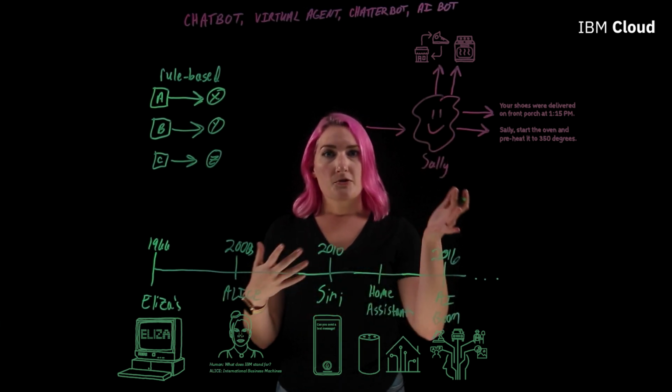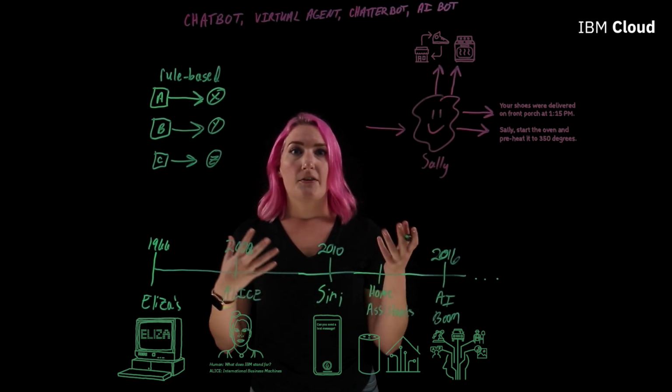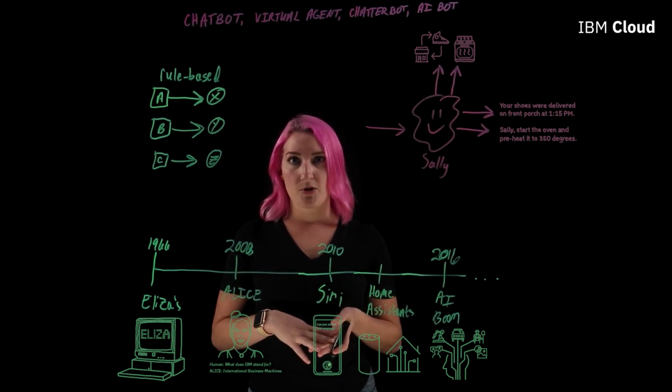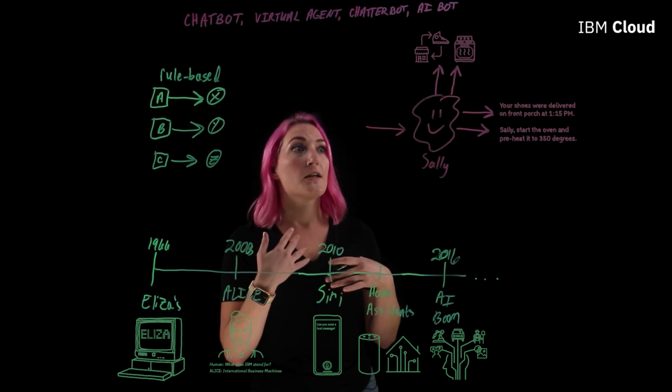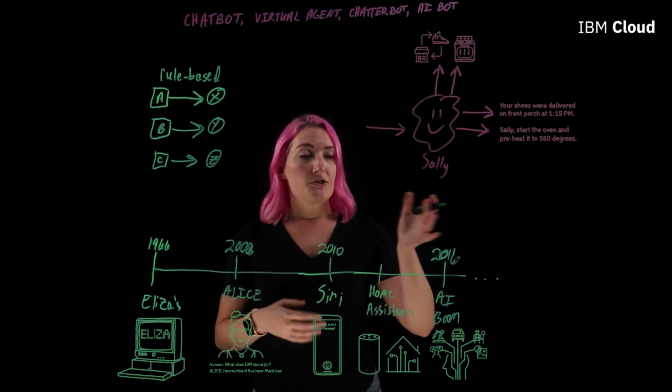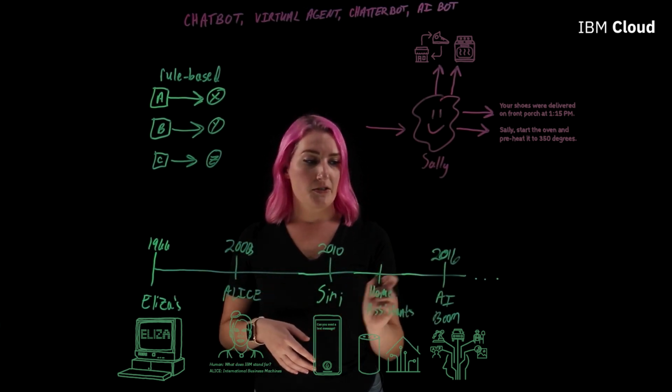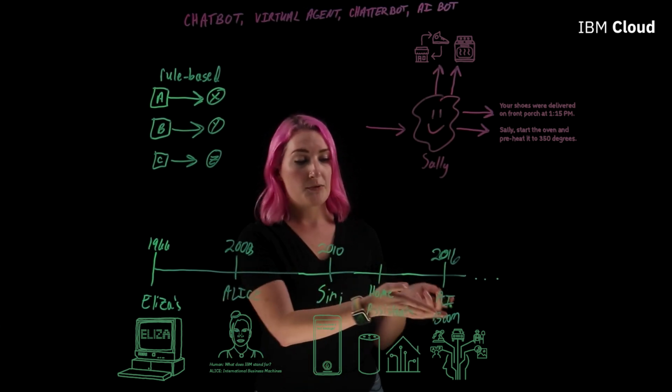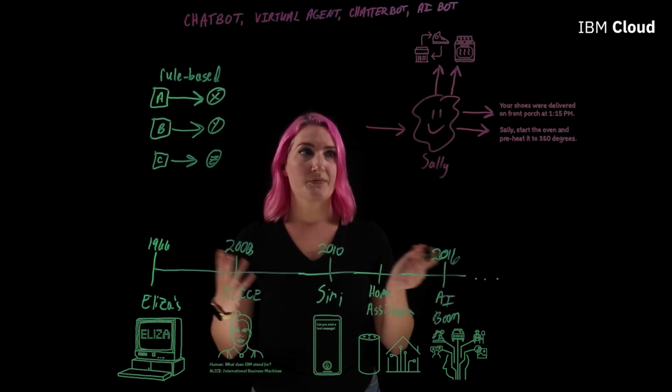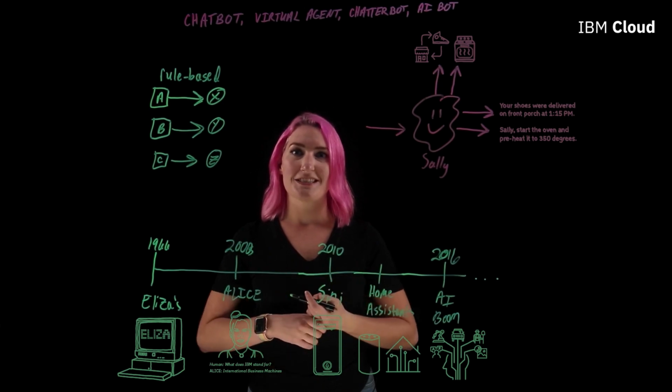Over here, we've got our virtual agents or our AI bots. Now they're intelligent, they use natural language processing, they can connect to a ton of different services and do many, many things. So that's what Siri and our home assistants are doing, and we're currently in the AI boom. And that's the difference between all of these terms.